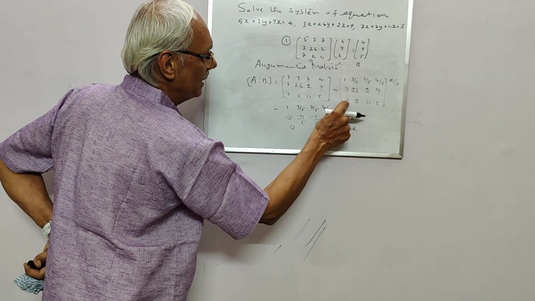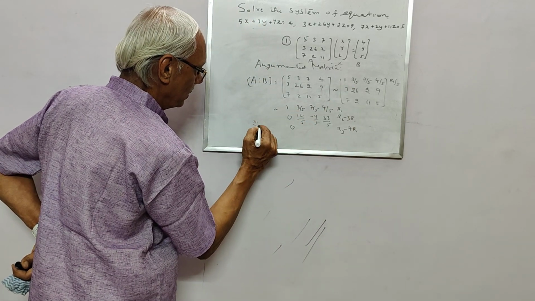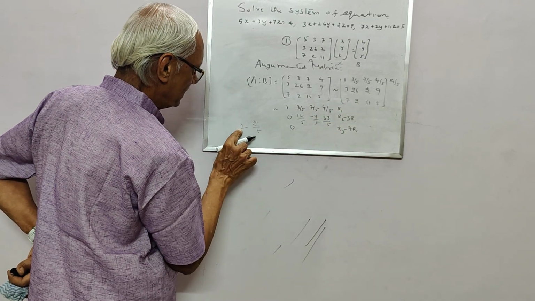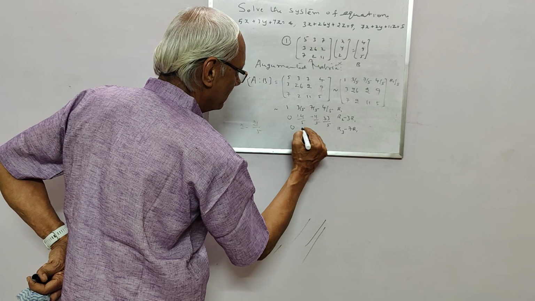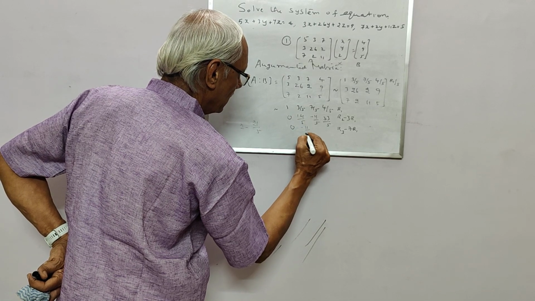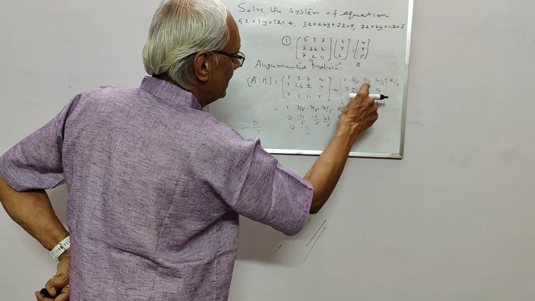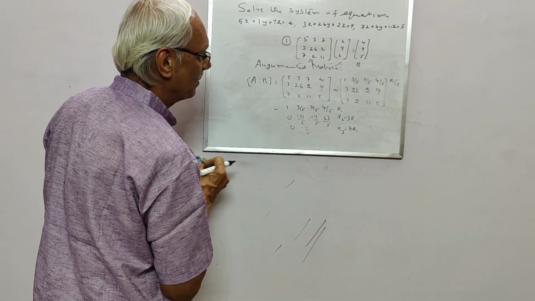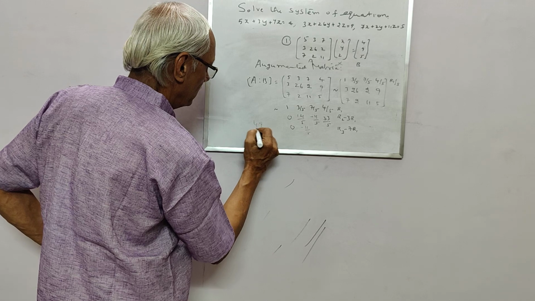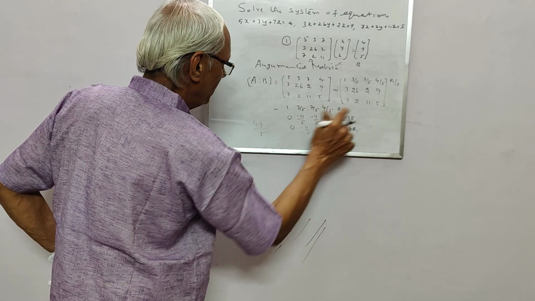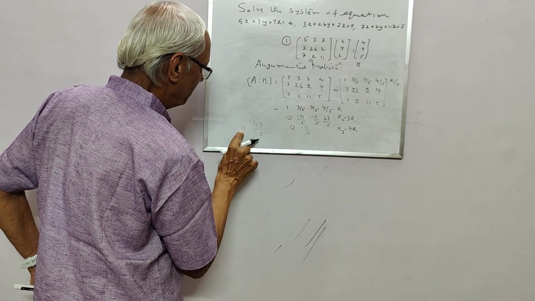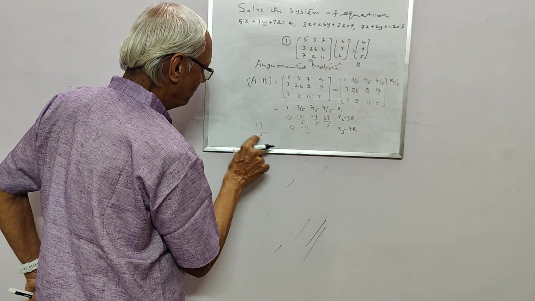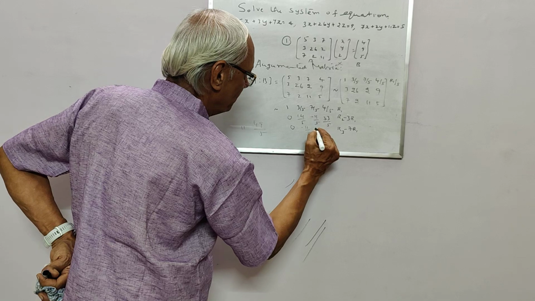See, 7 into 3 by 5 is 21 by 5. Take away from this 2, so it is 10. It is minus 11 by 5. Then go to the next one. 7 sevens are 49, 49 by 5. Take away from this 11, so it is 55. 55 minus 49 is 6. So it is 6 by 5.